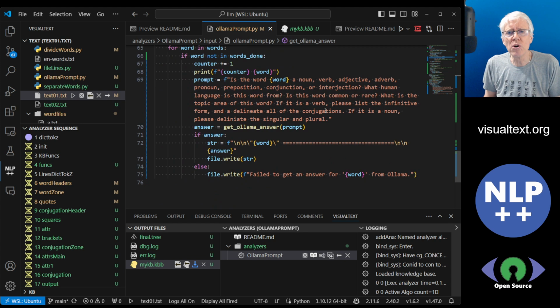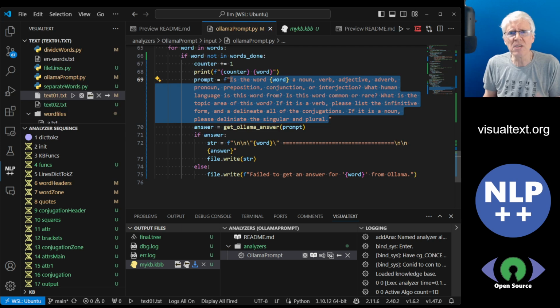Then for each word in a file that we have, all those words in those files, we're going to ask, is that word a noun, verb, adjective, etc.? What human language is it from? Is it common or rare? What's the topic area? If it's a verb, tell me all the forms of it. If it's a noun, tell me the singular and plural. And we're going to run this program.